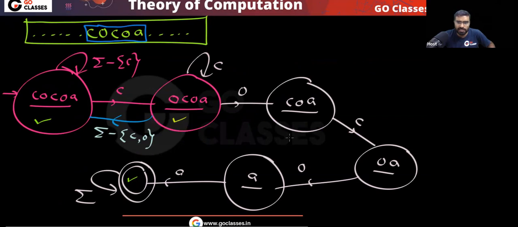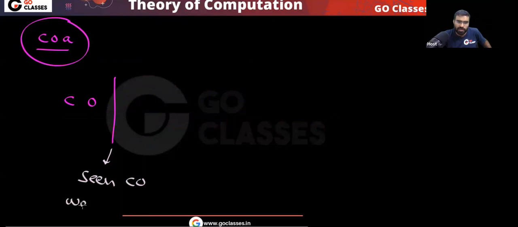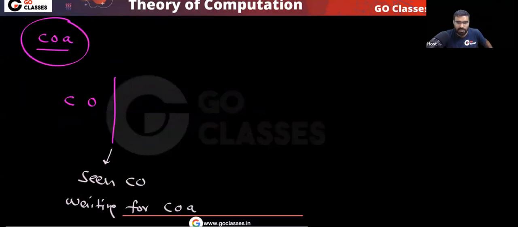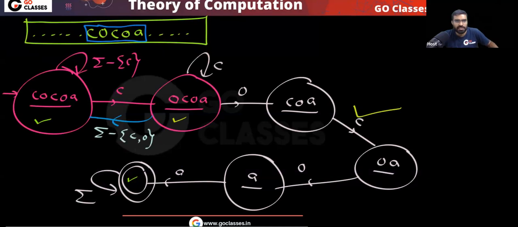Okay. What about this state? In this state, you have seen C, O. Now you are waiting for C, O, A. Here you are. Remember, you have seen C, O and you are waiting for C, O, A. In this situation, we have already seen this C transition.